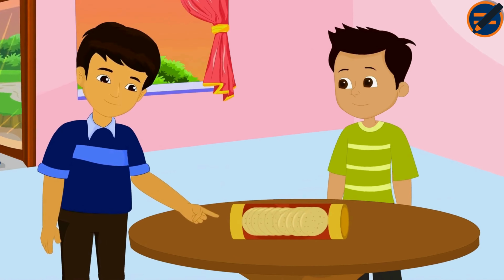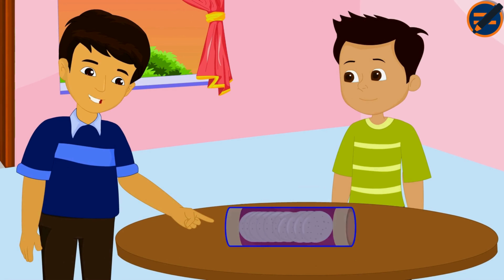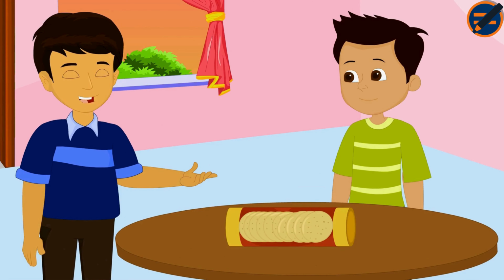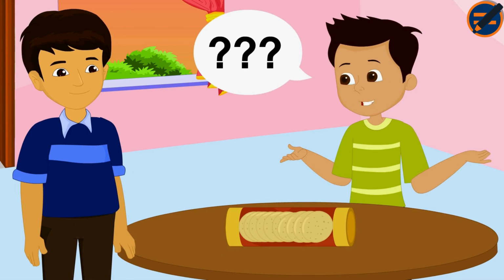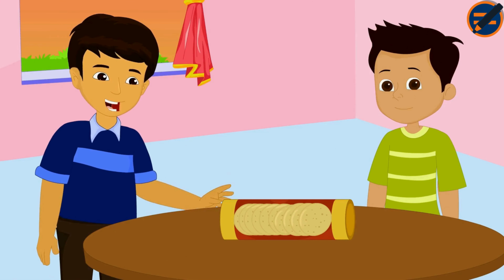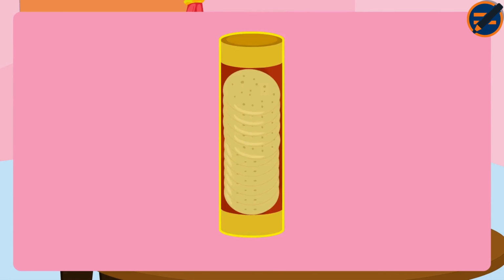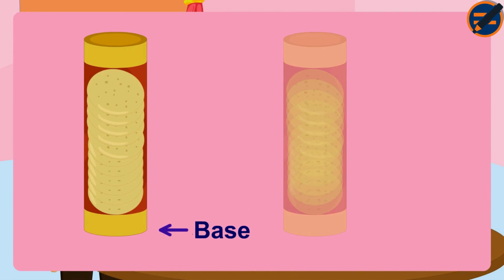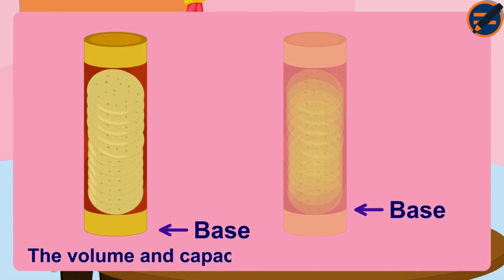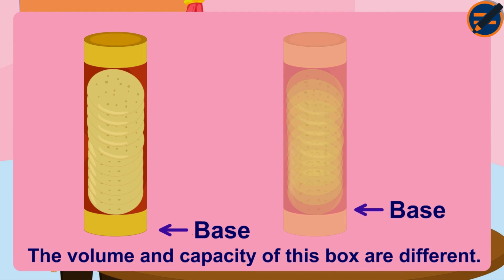Look, Thomas. Nowadays, these chips are being sold in these cylinder-shaped boxes. These boxes look so big, but upon opening them, you see that they are fooling customers. Why so? Because when you look at the box from outside, the base of the box appears here. However, if you look inside the box, the base appears at this height. This means the volume and capacity of this box are different.